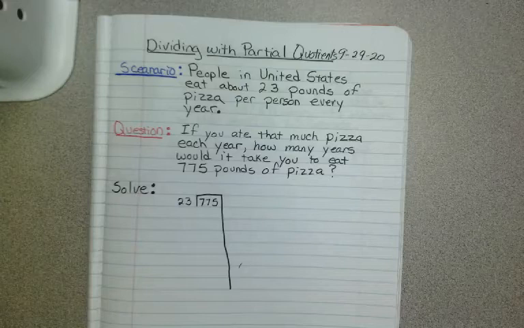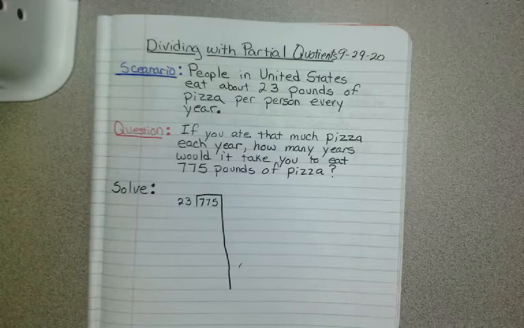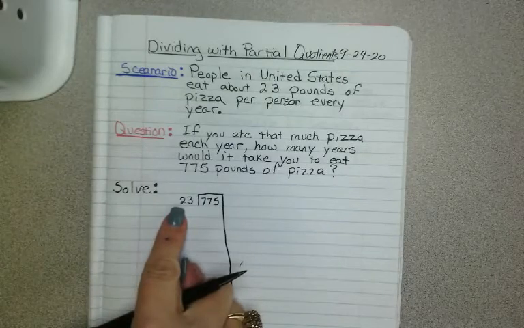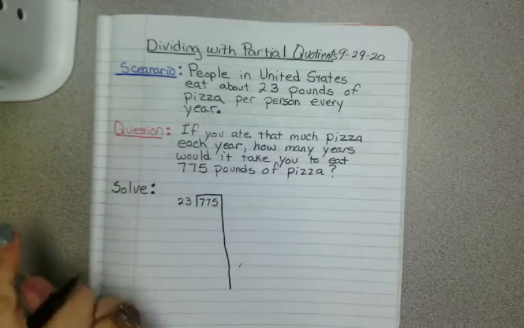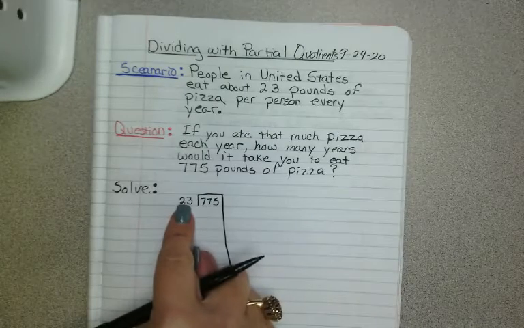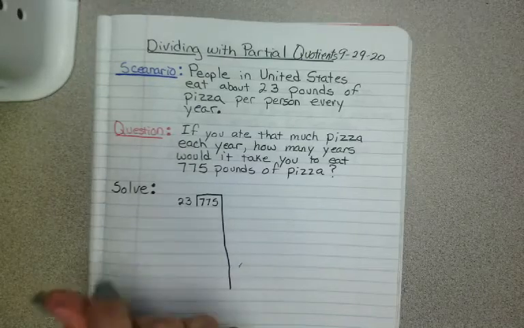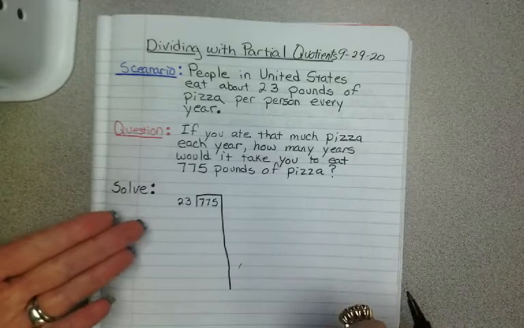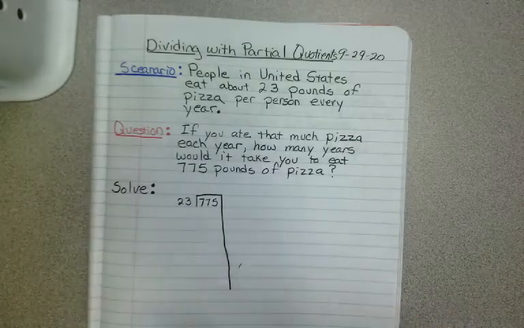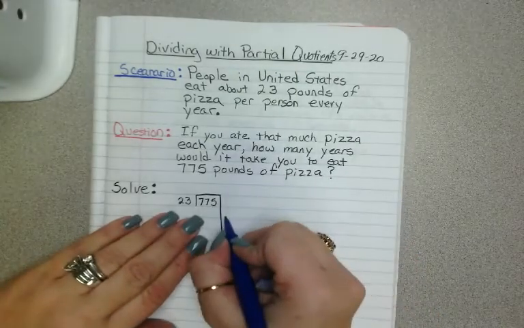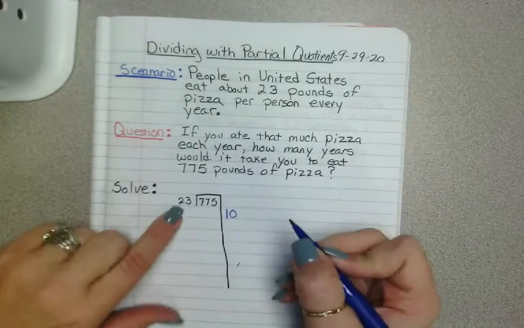Whenever we are using partial quotients, basically what we're doing is subtracting multiples of the divisor. We're multiplying multiples of 23, and we're going to subtract them from the remaining number. The easiest partial quotient to use when you're dealing with big numbers like this is to start with 10. It's honestly the easiest one you can possibly use. Start with good old-fashioned 10.